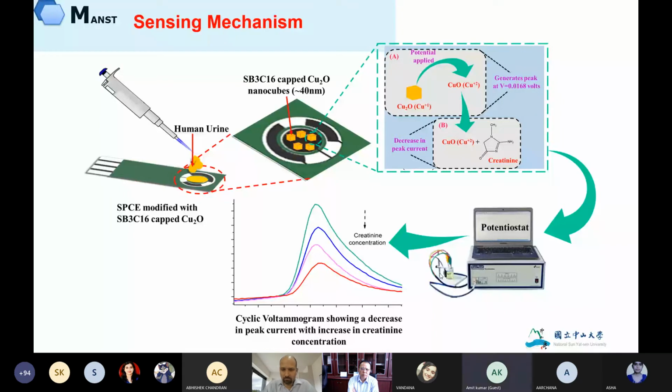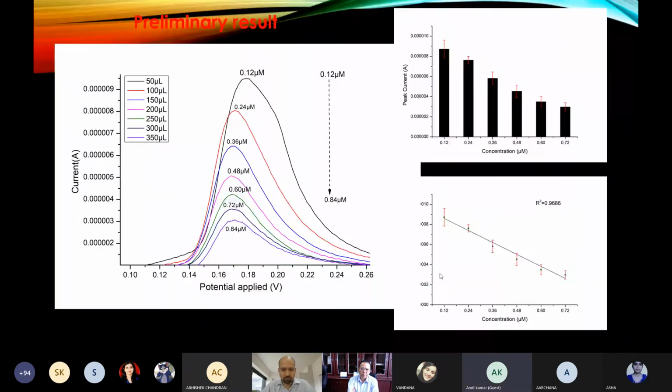And these are the preliminary results where we use about 0.12 micromolar to 0.84 micromolar. The two graphs on the right show the repeatability test with very marginal error bars and a linearity of 0.96 R-squared value.